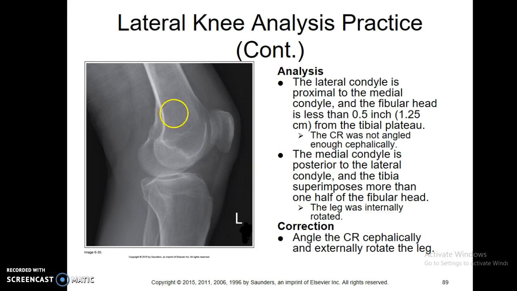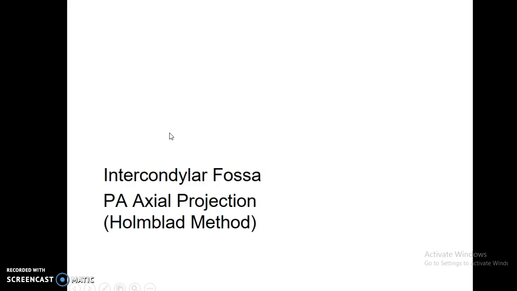This one, under rotated. You can see the adductor tubercle right here. So this is the medial condyle. So we need to lift the heel up. We need to bring the fibula back. We need to fix that rotation so that the condyles are right on top of each other.